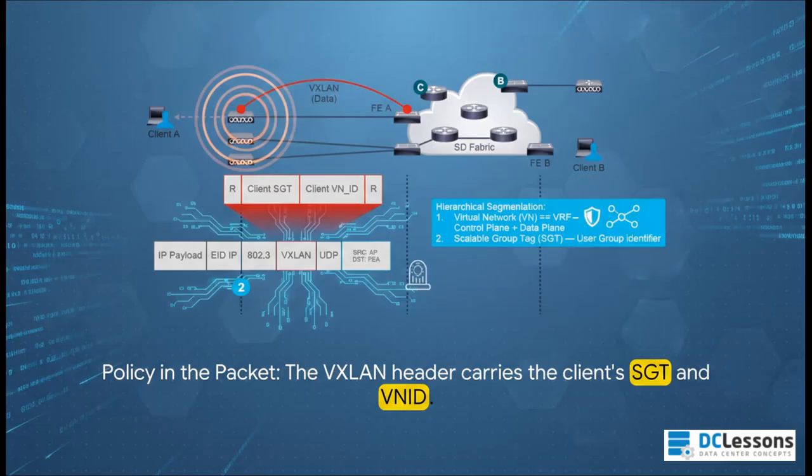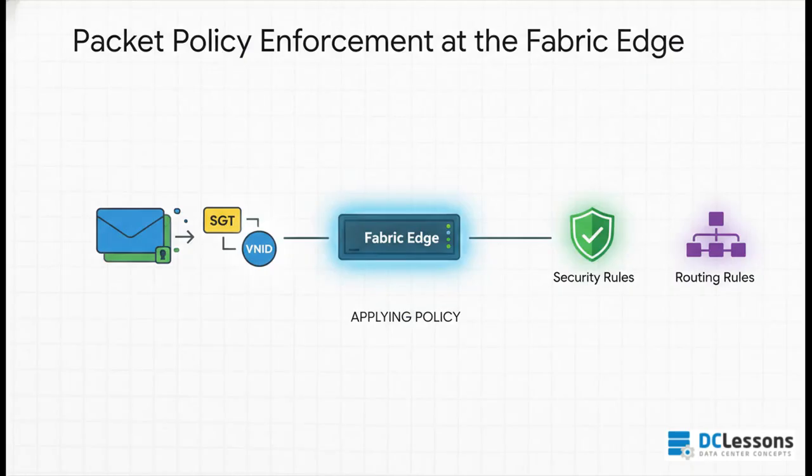The secret ingredient is baked right into that VXLAN header. This is where the AP stamps the client's policy information, their virtual network ID, and, most importantly, their scalable group tag, or SGT. You can think of the SGT as a security badge that says who you are and what you're allowed to access. And that, right there, is the most crucial point to understand. The policy literally travels with the packet.